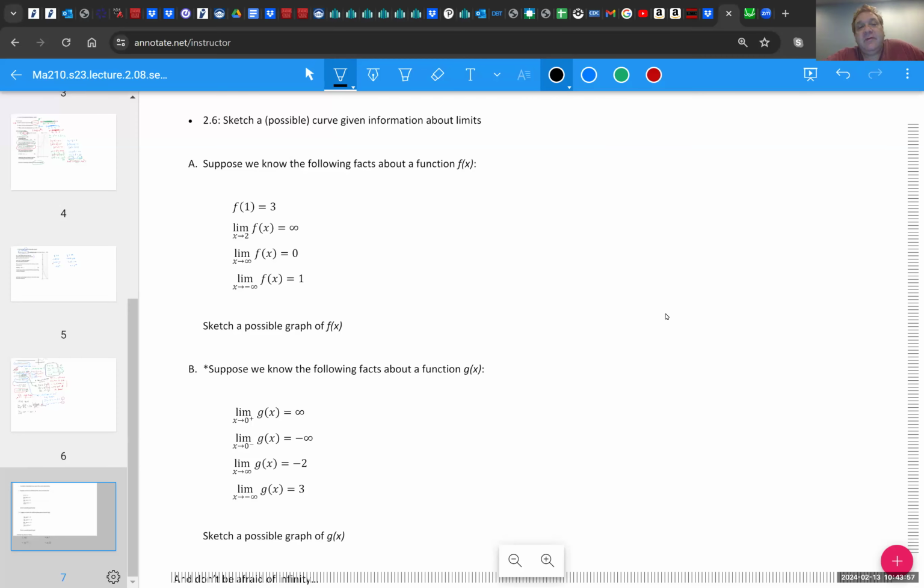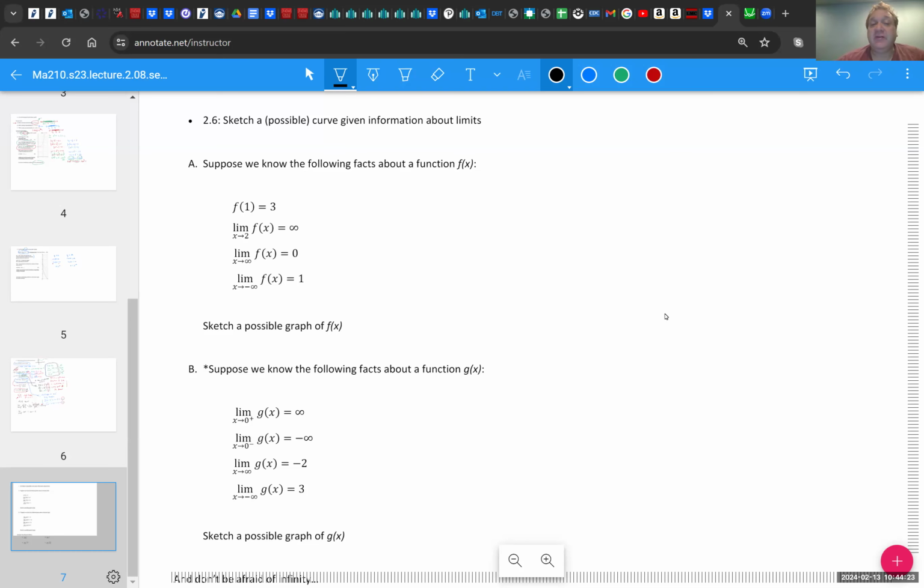Hi and hello. This video is on section 2.6, where we're going to sketch a curve given information about limits and points on that curve. Now, I label this sketch a possible curve just to emphasize that there's no one curve or one function that will match these criteria. There's usually tons of different functions that match these, but you need to be able to draw at least one of them that matches all the criteria at once.